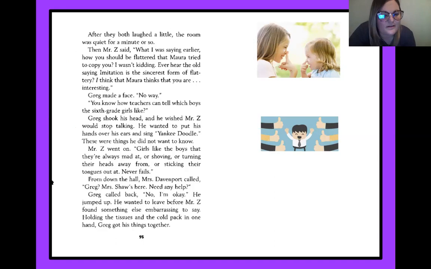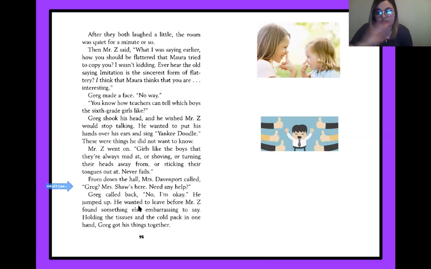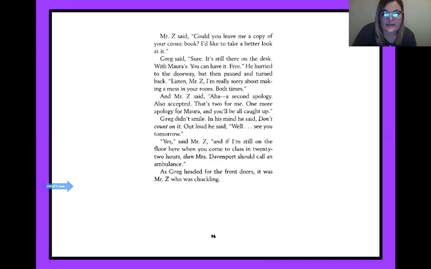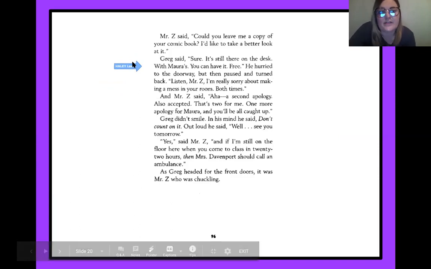Never fails. From down the hall, Mrs. Davenport called, Greg, Mrs. Shaw's here. Need any help? Greg called back, no, I'm okay. He jumped up and he wanted to leave before Mr. Z found something else embarrassing to say. Holding the tissue and the cold pack in one hand, Greg got his things together. Mr. Z said, could you leave me a copy of your comic book? I'd like to take a better look at it. Greg said, sure. It's still there on the desk with Mara's. You can have it, free.